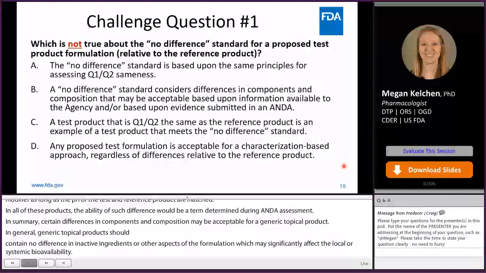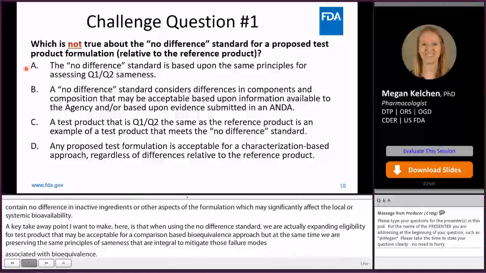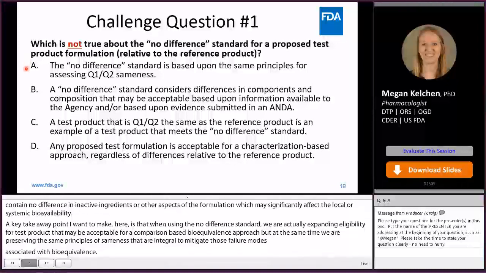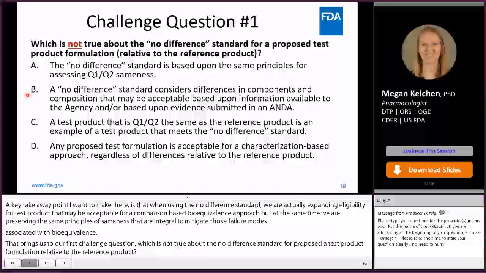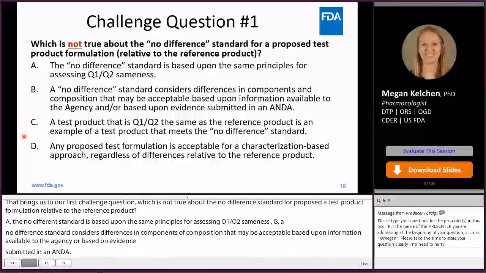So that brings us to our first challenge question. Which is not true about the no difference standard for a proposed test product formulation relative to the reference product? A, the no difference standard is based upon the same principles for assessing Q1, Q2 sameness. B, a no difference standard considers differences in components and composition that may be acceptable based upon information available to the agency, or based on evidence submitted in an ANDA. C, a test product that is Q1, Q2 the same as the reference product is an example of a test product that meets the no difference standard. Or D, any proposed test formulation is acceptable for a characterization-based approach, regardless of the differences relative to the reference product.